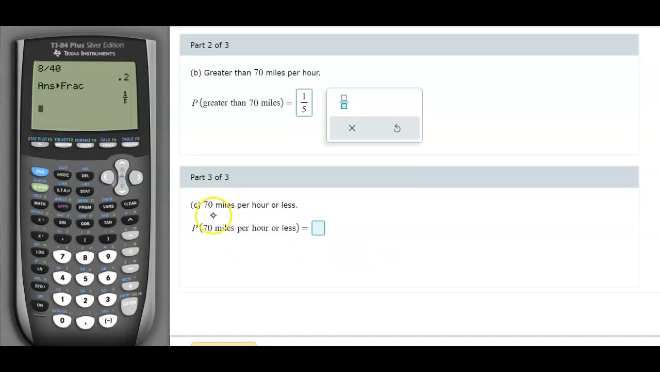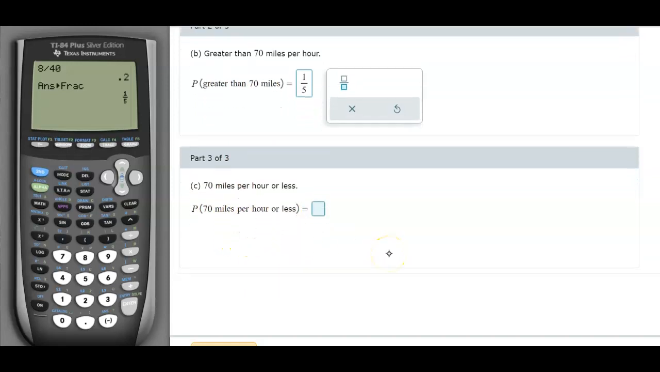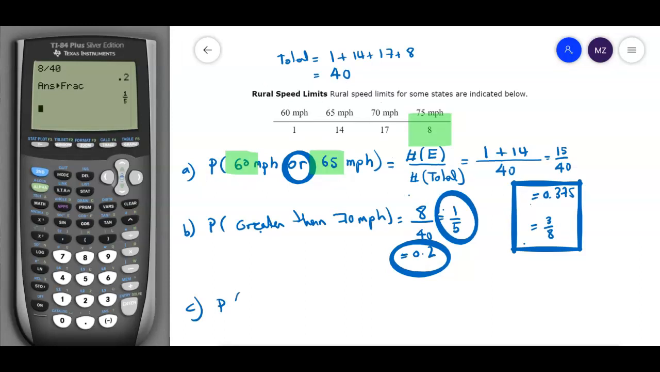Now C is asking for the probability of 70 miles per hour or less. This one was greater than 70 miles, and this is 70 miles or less. You can do it in a couple of ways, but let's go back to the data that we have. So for C, the probability of 70 miles per hour or less, I can use my table. What are 70 miles per hour or less? One state is 60, that qualifies.